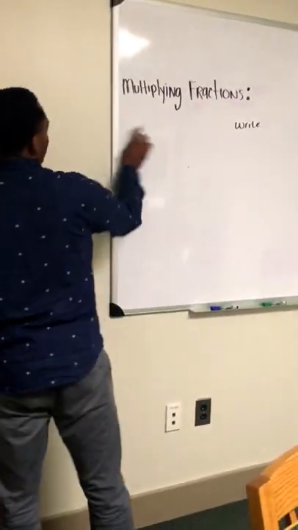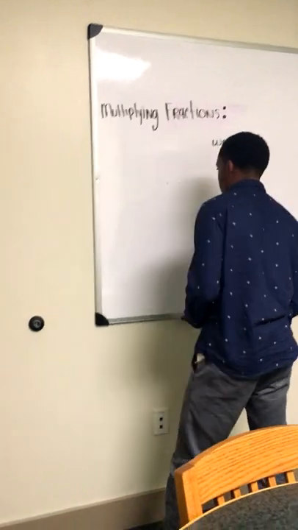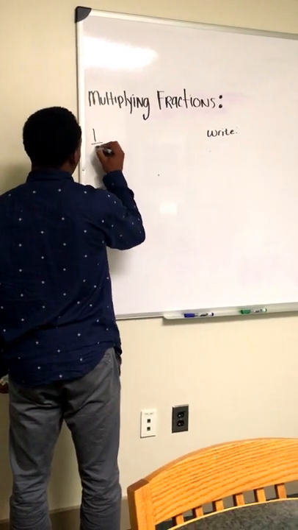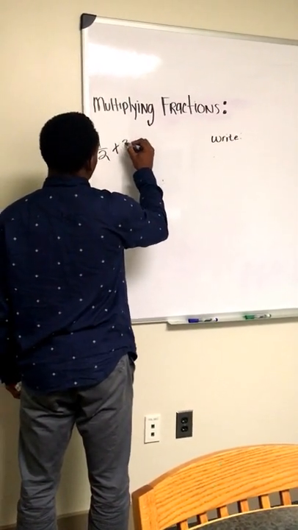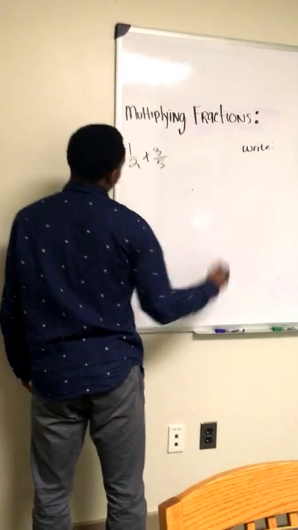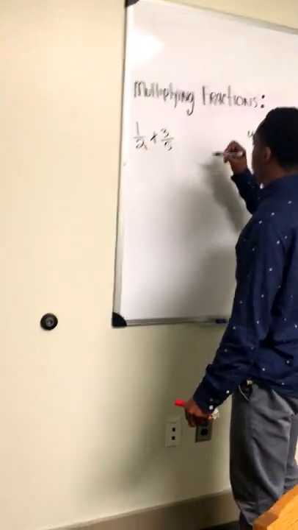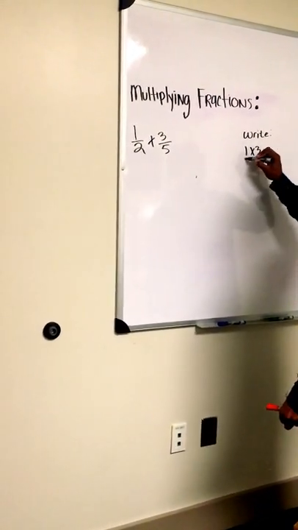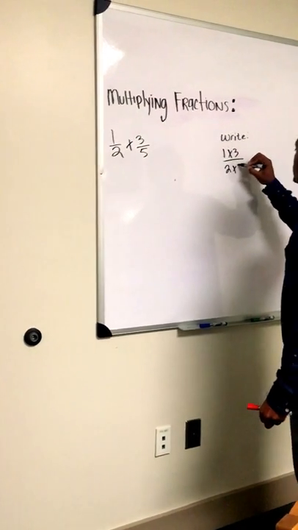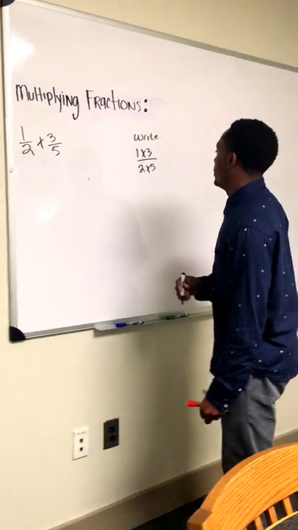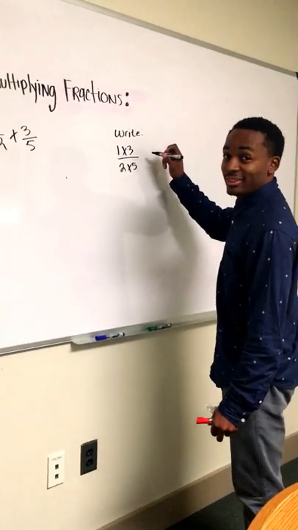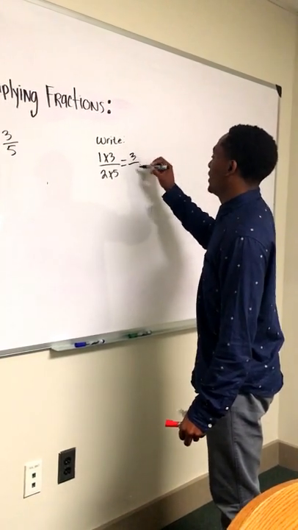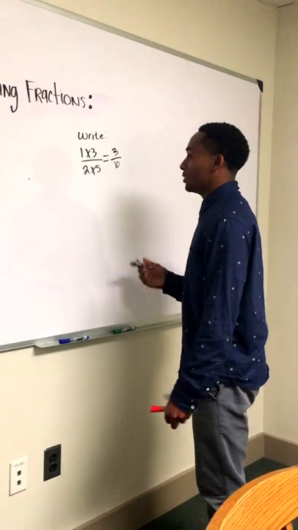And so I'm going to choose a fairly easy one. 1/2 times 3/5. And like I said, you multiply straight across. You can rewrite that as 1 times 3 over 2 times 5. And you multiply straight across, and you get 3/10. And that doesn't reduce either.